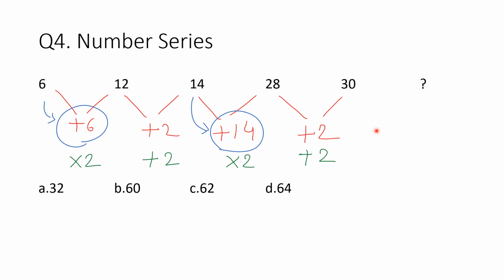So the next should come. Think of it. You can always stop this video and then think of the answer yourself. That will help you. The next should be into 2, so it should be 60. You get the answer B as the correct answer, which is 60. I hope I'm making sense.